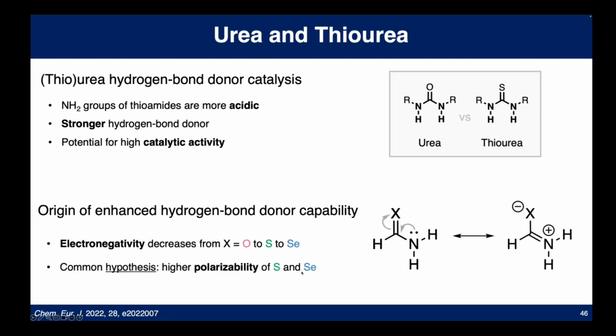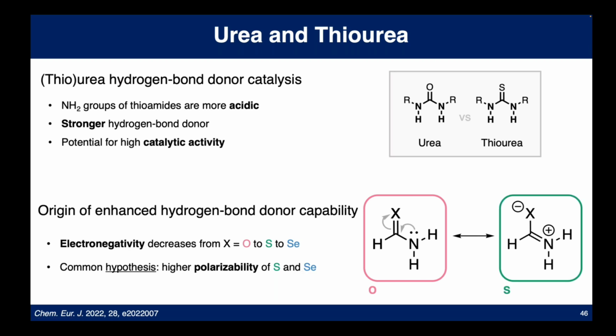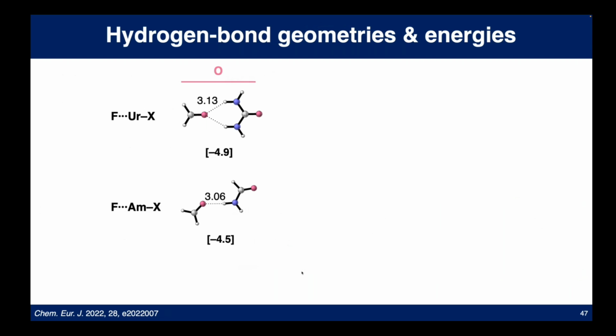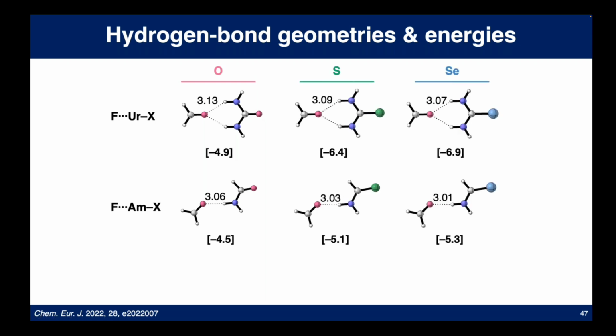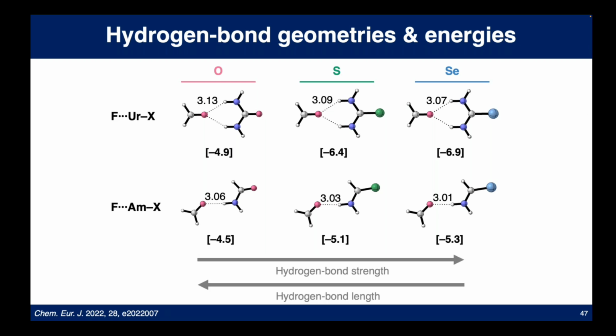So what they say, the hypothesis, is that in sulfur and selenium you have more polarizability in the bigger atoms. So we wanted to understand this, and we took model systems. So we have here urea with formaldehyde and an amide with also formaldehyde. And we see indeed that if you go to sulfur and selenium, the hydrogen bond interaction becomes stronger. And the hydrogen bond length also becomes shorter for selenium.